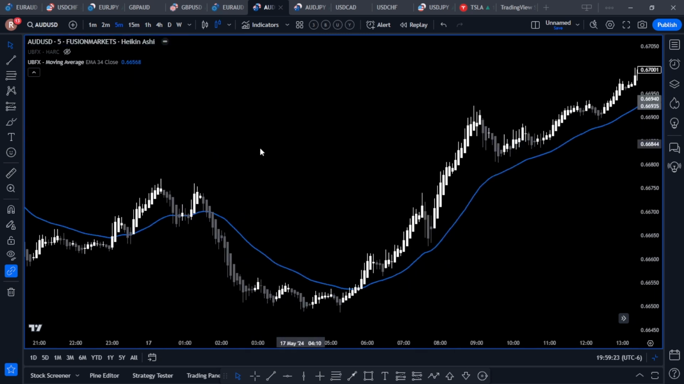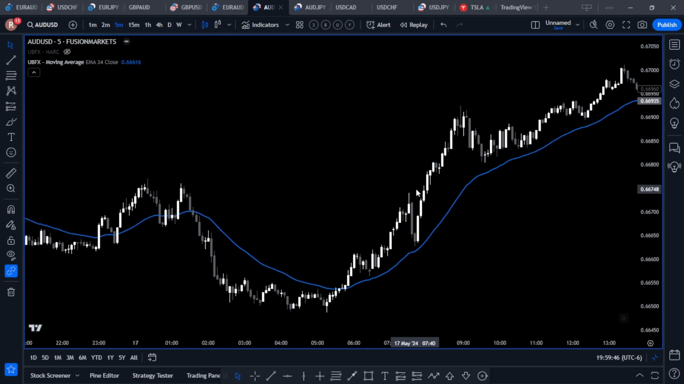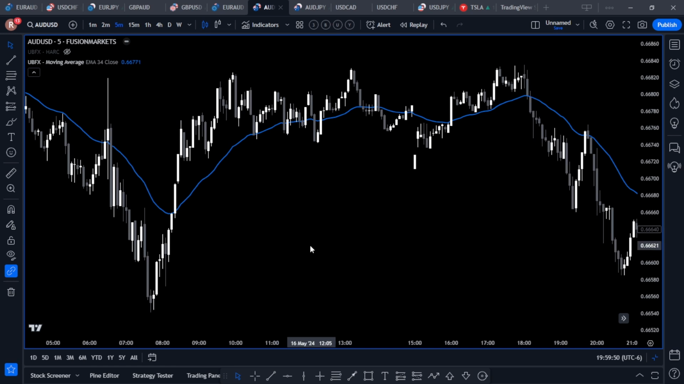Now, before I let you go, I want to show you one more thing. I want to show you these Heikin Ashi candles on a stock that gaps. Now, Heikin Ashi candles do not gap. We will not see gaps with these HA candles. When you're looking at currencies, you're not going to see a ton of gaps, but when you're looking at certain stocks, you will.